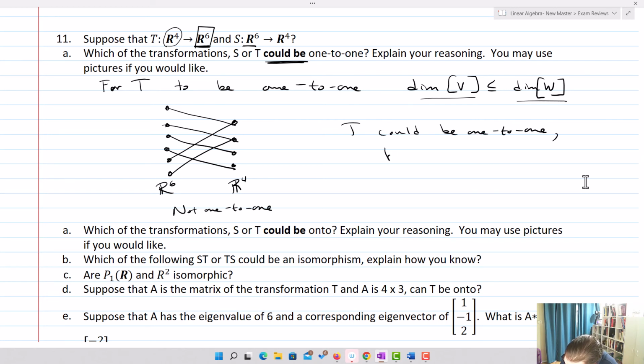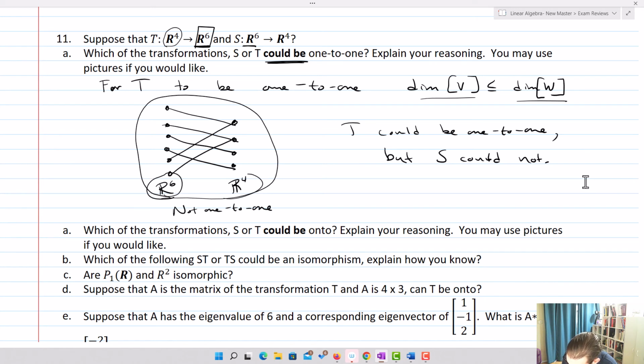But S could not. There's no possible way for S to be 1 to 1 because of basically this thing right here. Its domain is bigger than its codomain. That's essentially the idea. Okay?